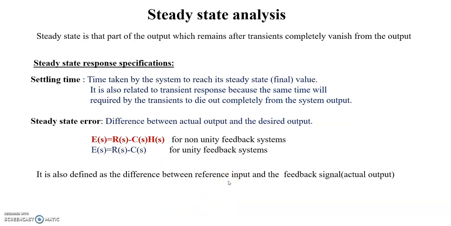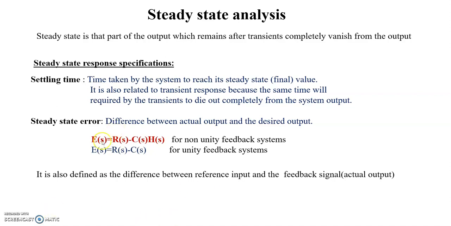Steady state analysis. The steady state is that part of the output which remains after transients completely vanish from the output. The steady state response specifications: settling time is the time taken by the system to reach its steady state, that is, a final value. It is also related to the transient response, because the same time is required by the transients to die out completely from the system output. The steady state error is the difference between the actual output and the desired output.